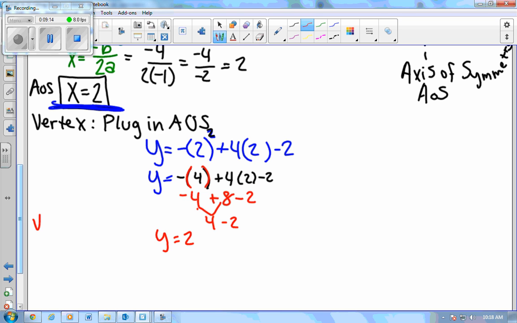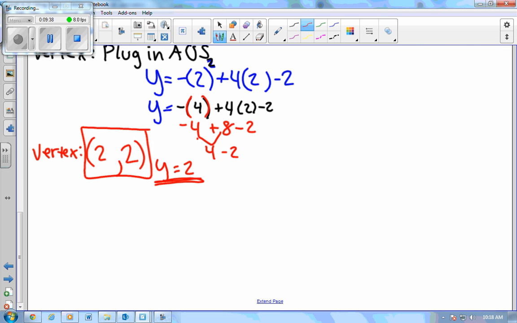So the vertex is a point, positive 2, comma, positive 2. That's our vertex. Okay, I'm going to give you another one.